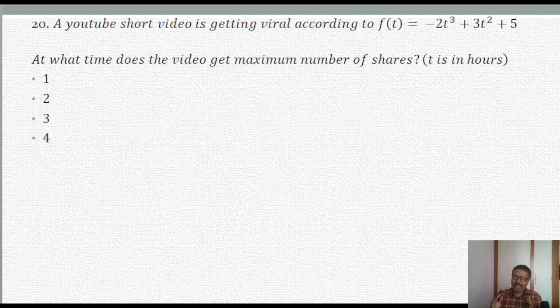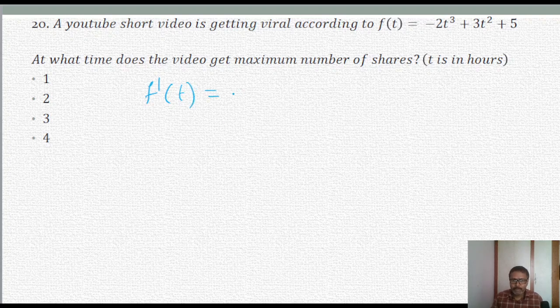So it is a clear problem on maxima and minima. Intervals are not given, that means local maxima, local minima. If the intervals are given, we can conclude that it is a problem on absolute maxima, absolute minima. So to solve this problem, we will go with the local maxima, minima conditions and method. We will go with the second derivative test to get the maximum number of shares at what time. So let us go with the differentiation of the given function first.